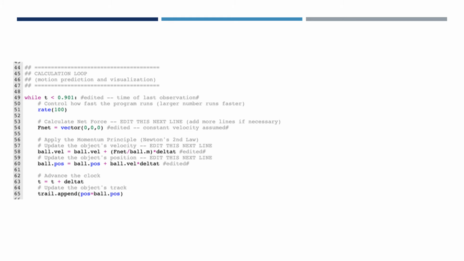Looking at the next section, the while loop was changed to run through the final time of the dataset. The net force vector was set to 0 in order to coincide with Newton's second law. These two equations were also changed in order to accurately represent the equations set forth by the momentum principle. This equation confirms Newton's second law because if F net equals 0, the ball's velocity does not change.